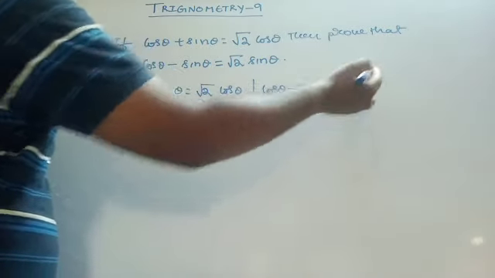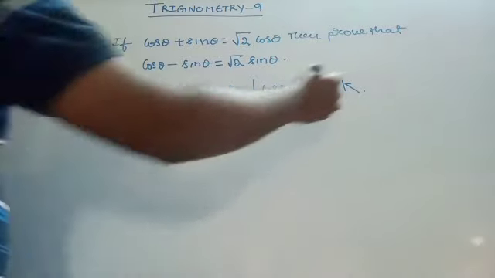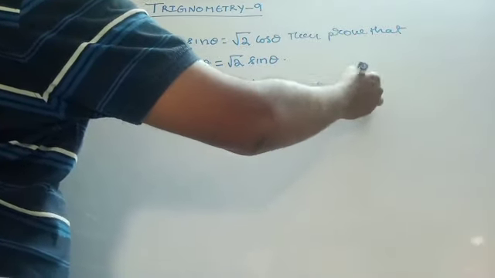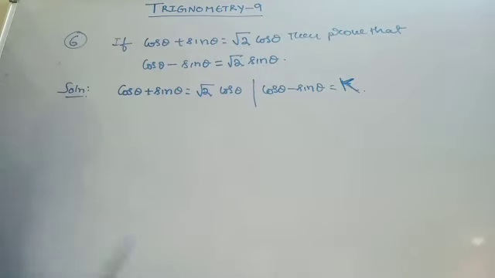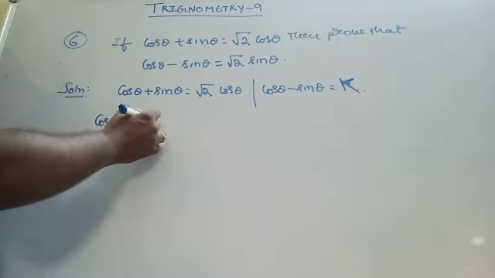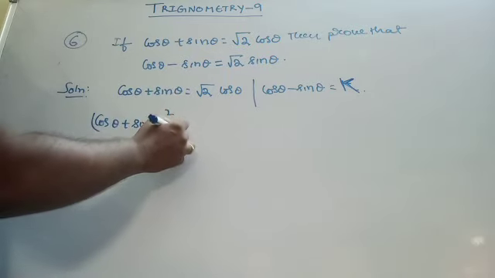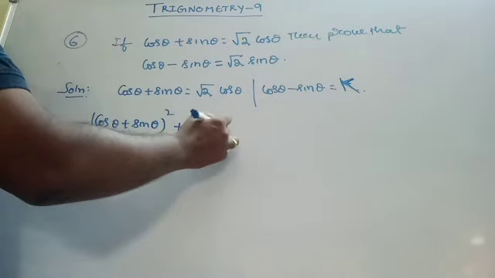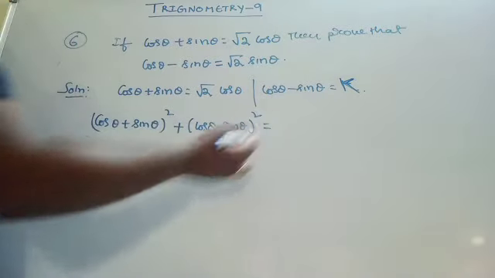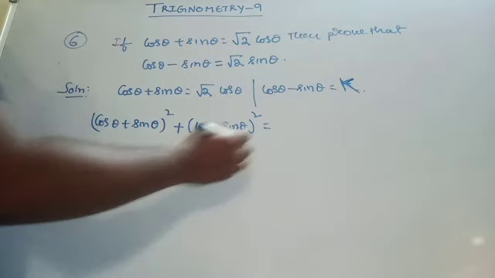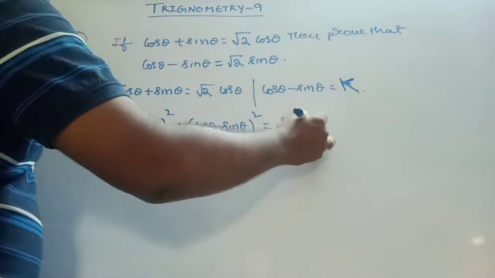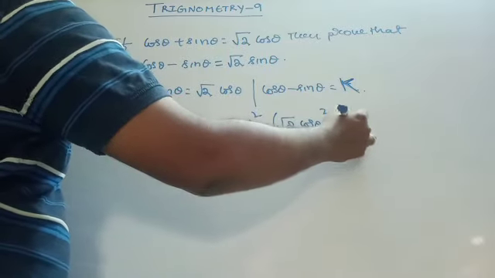We don't know it, so let us take this value as some k. Now let us prove that the k value is nothing but root 2 sin theta. Fine. Now for this, let us do squaring and adding the first and second equations. This is cos theta plus sin theta whole square plus cos theta minus sin theta whole square. Let us do squaring of the left hand side parts, and the right hand side parts also we square and add, plus k square.